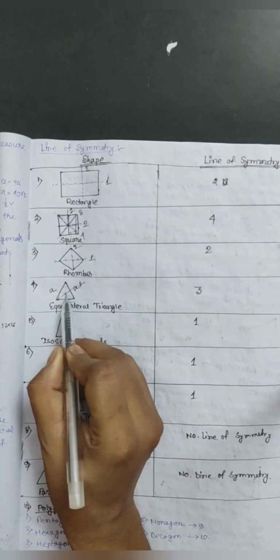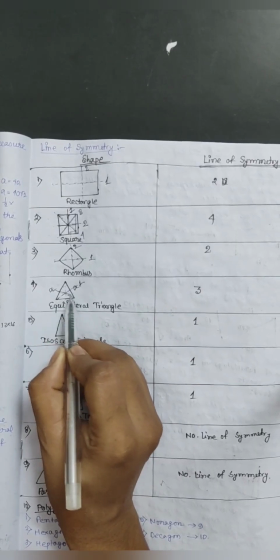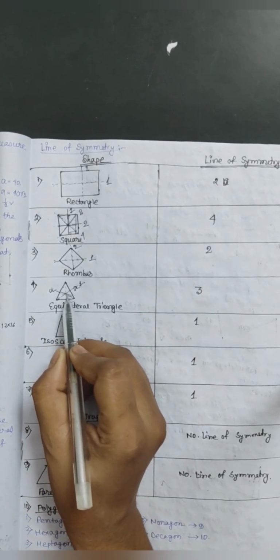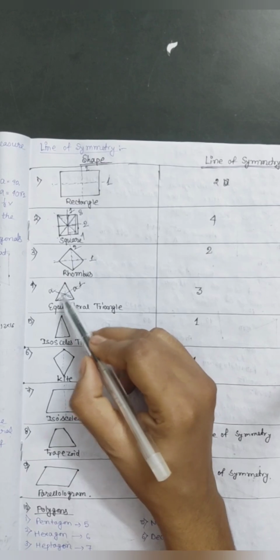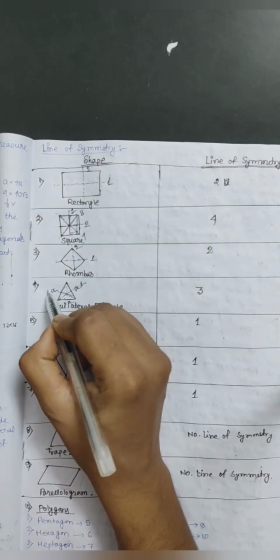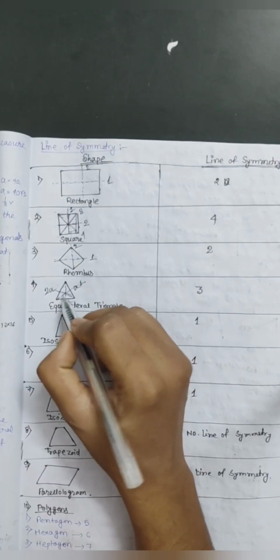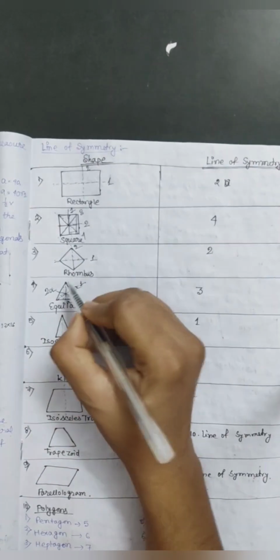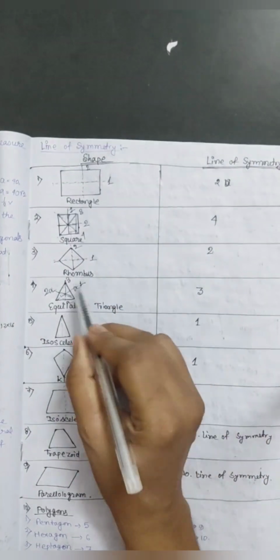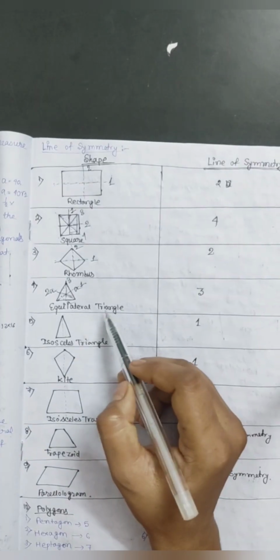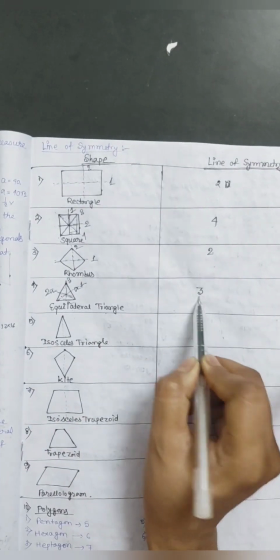If we divide the triangle by this line, then also we get two similar parts of this triangle. This is the second line of symmetry. And if we divide by this line, then again we get two similar parts of this figure. So this is the third one. Therefore the number of lines of symmetry of an equilateral triangle is 3.